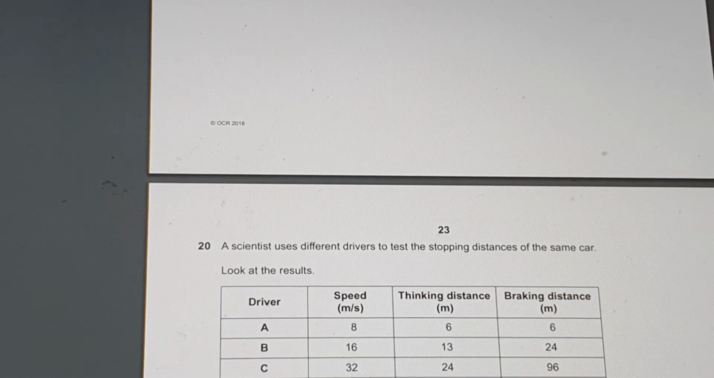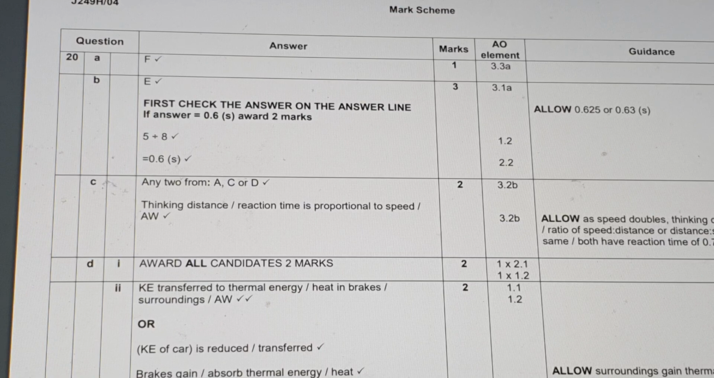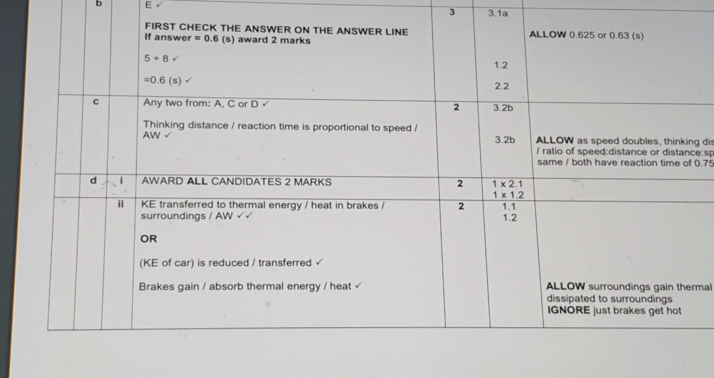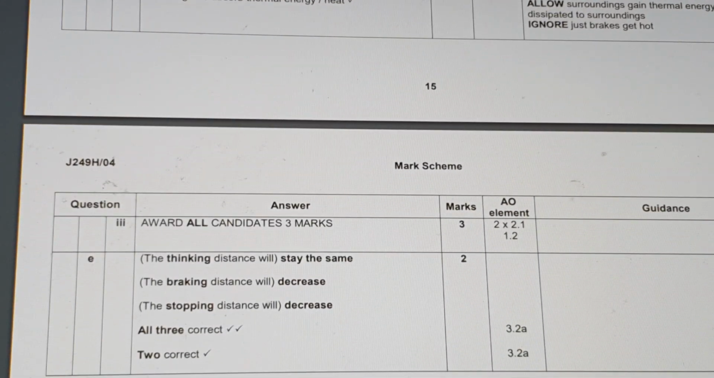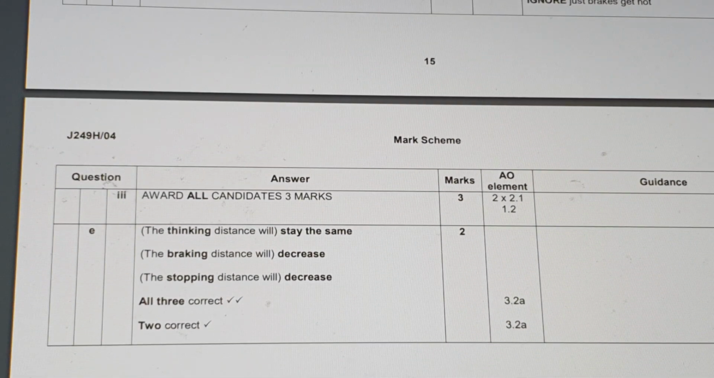Okay, let's go back. And yep, the kinetic energy is transferred to thermal energy. Good, so the kinetic energy is reduced, transferred. It gains thermal energy or heat. It does say allow surroundings gain thermal energy, dissipated to the surroundings. Yep, and then the thinking distance will stay the same, braking distance will decrease, and stopping distance will decrease.